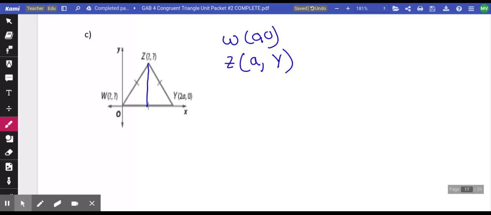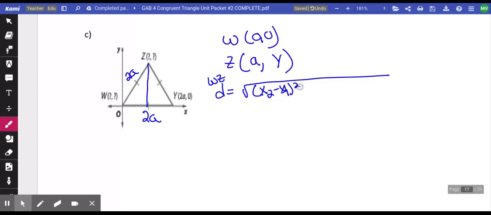Now we know that it's an equilateral triangle, which means all sides are equal. The side from W to Y is 2a. So that means WZ also equals 2a. So I'm going to do the distance formula on WZ, which equals the square root of (x2 minus x1) squared plus (y2 minus y1) squared. And actually, now that I think about it, I want to do this in class with you tomorrow. So we will finish C in class.